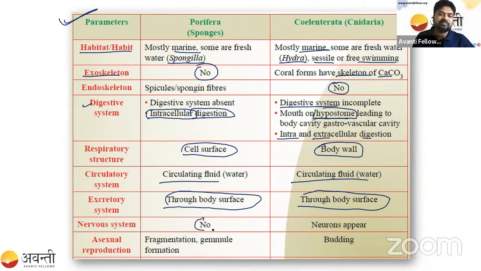Next one is the nervous system. Nervous system is not present in the Porifera. Neurons appear, not a complete nervous system, but neurons appear in case of Cnidaria. Next one is asexual reproduction. Asexual reproduction happens by fragmentation and gemmule formation in case of Porifera. In case of Cnidaria, only budding happens in asexual reproduction.